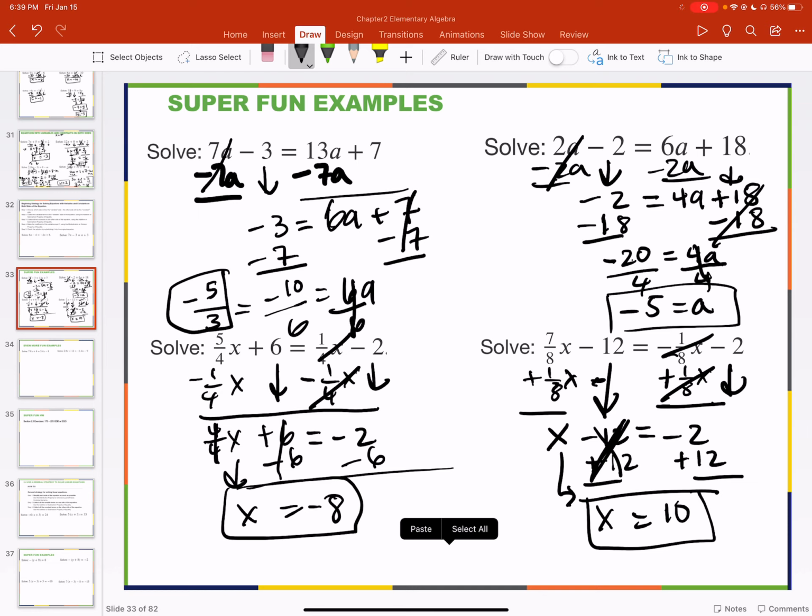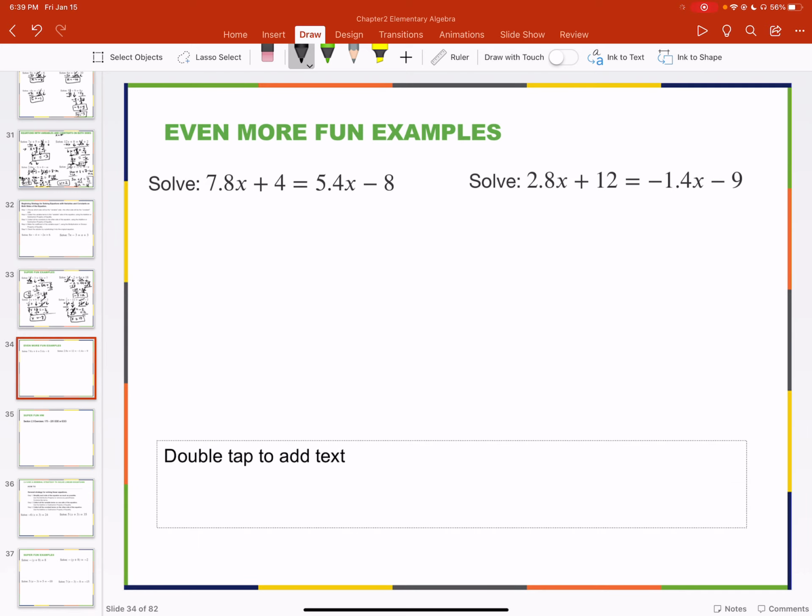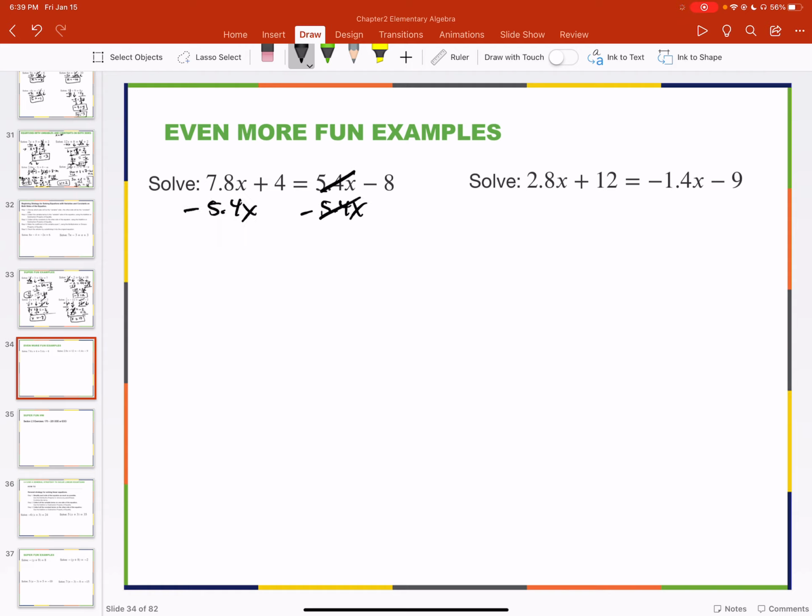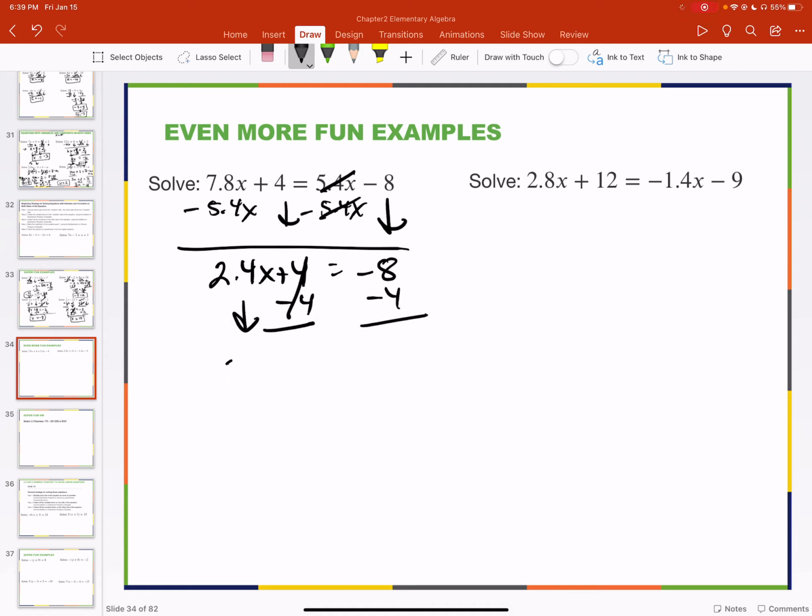So you can do the same thing with decimals. Okay, so here we have 7.8x plus 4 is equal to 5.4x minus 8. So what we would do here is we would subtract 5.4x from both sides, and that's going to cancel here. And then 7.8 minus 5.4 is 2.4x. Bring down the 4, bring down the negative 8. So basically, I'm bringing down everything else. So subtract 4, subtract 4. Okay, and then bring this down. 2.4x is equal to negative 12.